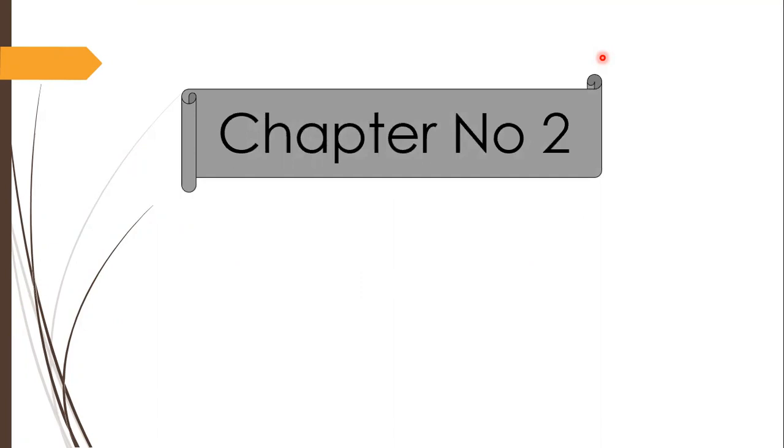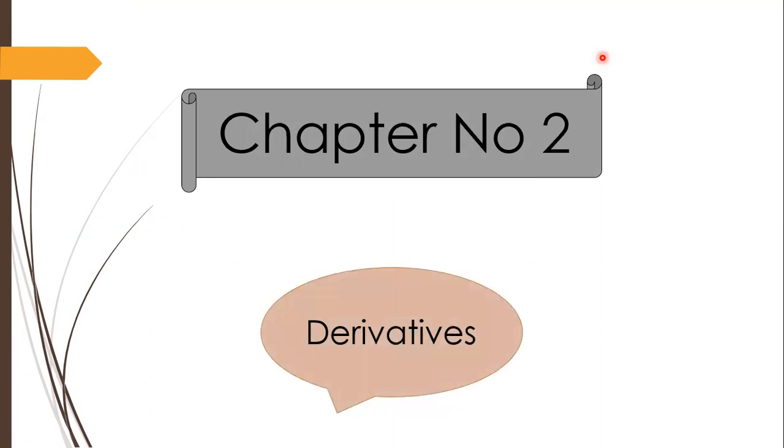Today we are going to discuss chapter number 2, that is derivatives. Before going to start the chapter, we will recap our previous knowledge. Last time we have studied the chain rule.